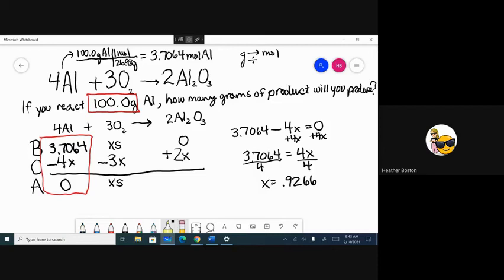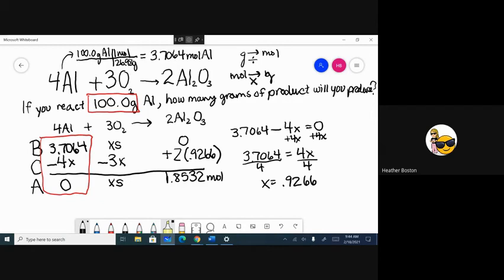So now I can replace this x with the actual value of x, which is 0.9266. And that gives me the number of moles of aluminum oxide, which is 1.8532 moles of aluminum oxide is produced. Now, if I want to switch this to grams, which I do, that's what it asked us to find. To go from moles to grams, you multiply.